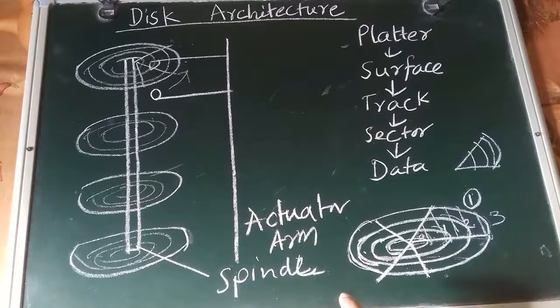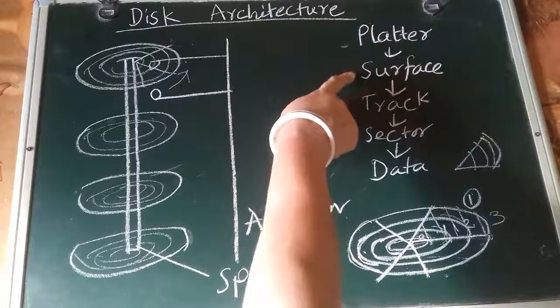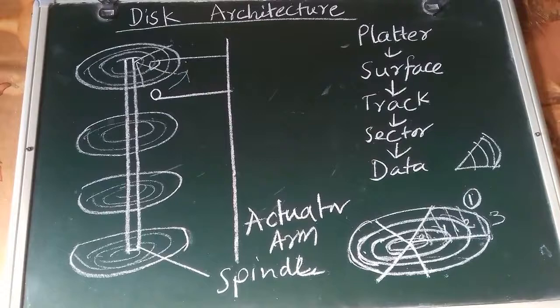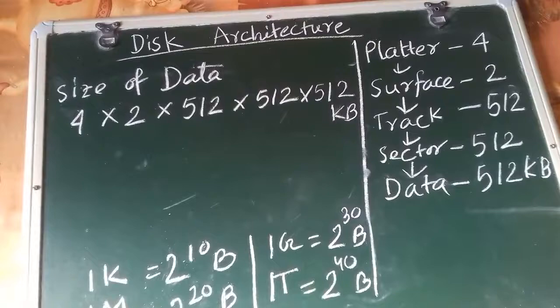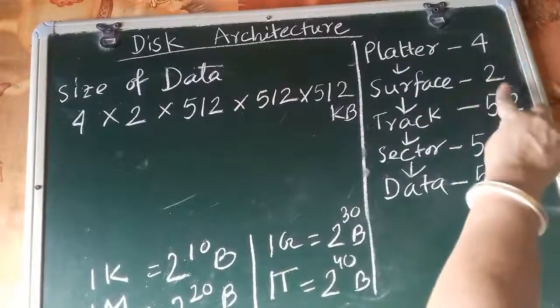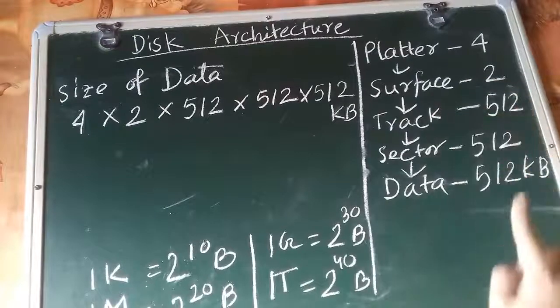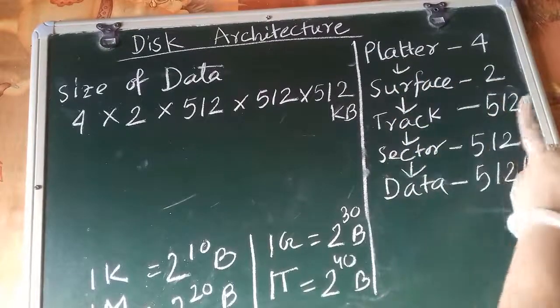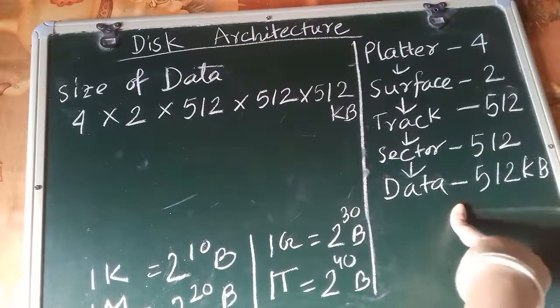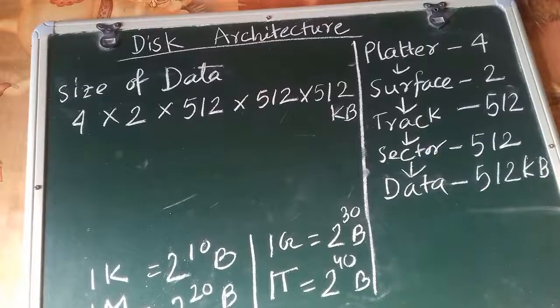The first question that will be asked is: what is the size of the data for a particular disk, where the number of platters, surfaces, tracks, sectors and data will be given. So let us first discuss the problem. We are assuming that we have 4 platters, each having 2 surfaces. The number of tracks in each surface is 512. Sectors in each track is 512, and data in each sector is 512 KB.